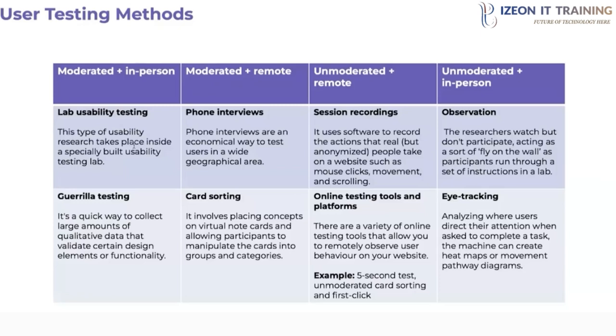This type of usability research takes place inside a specially built usability testing lab. It sounds like some scientific room, but it's not. It's a conference room, or whatever room you have. You can take that and just ask your user to come and do the usability testing. Guerrilla testing is a quick way to collect a large amount of qualitative data that validates certain design elements and functionality. So this particular technique, yeah, correct. That is the one.